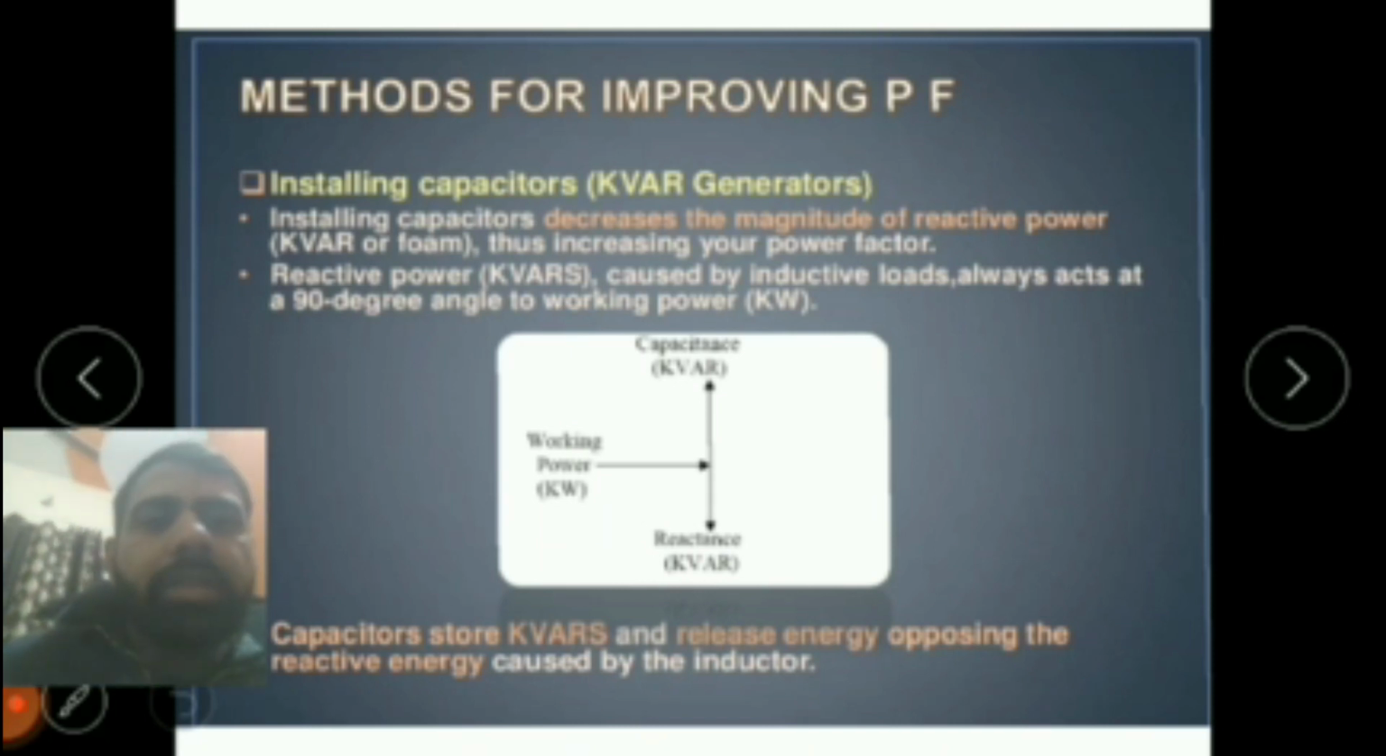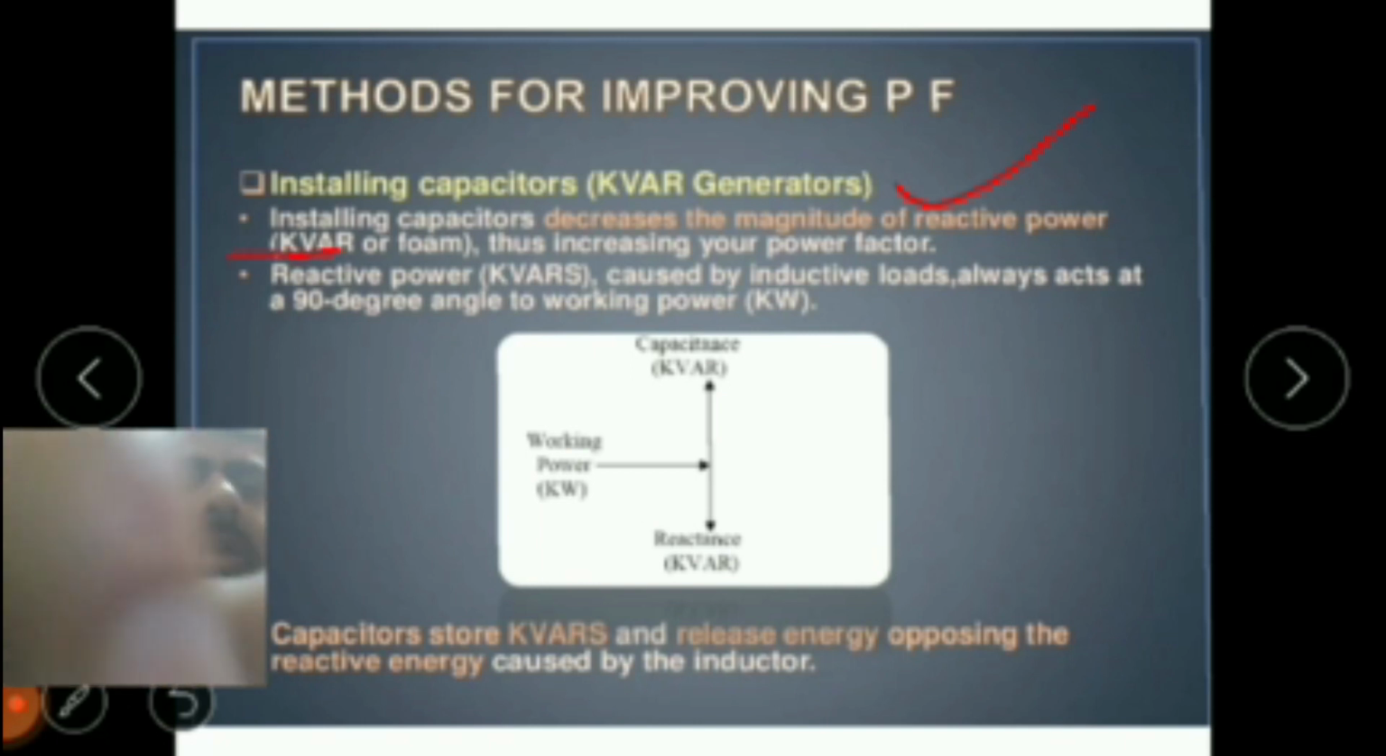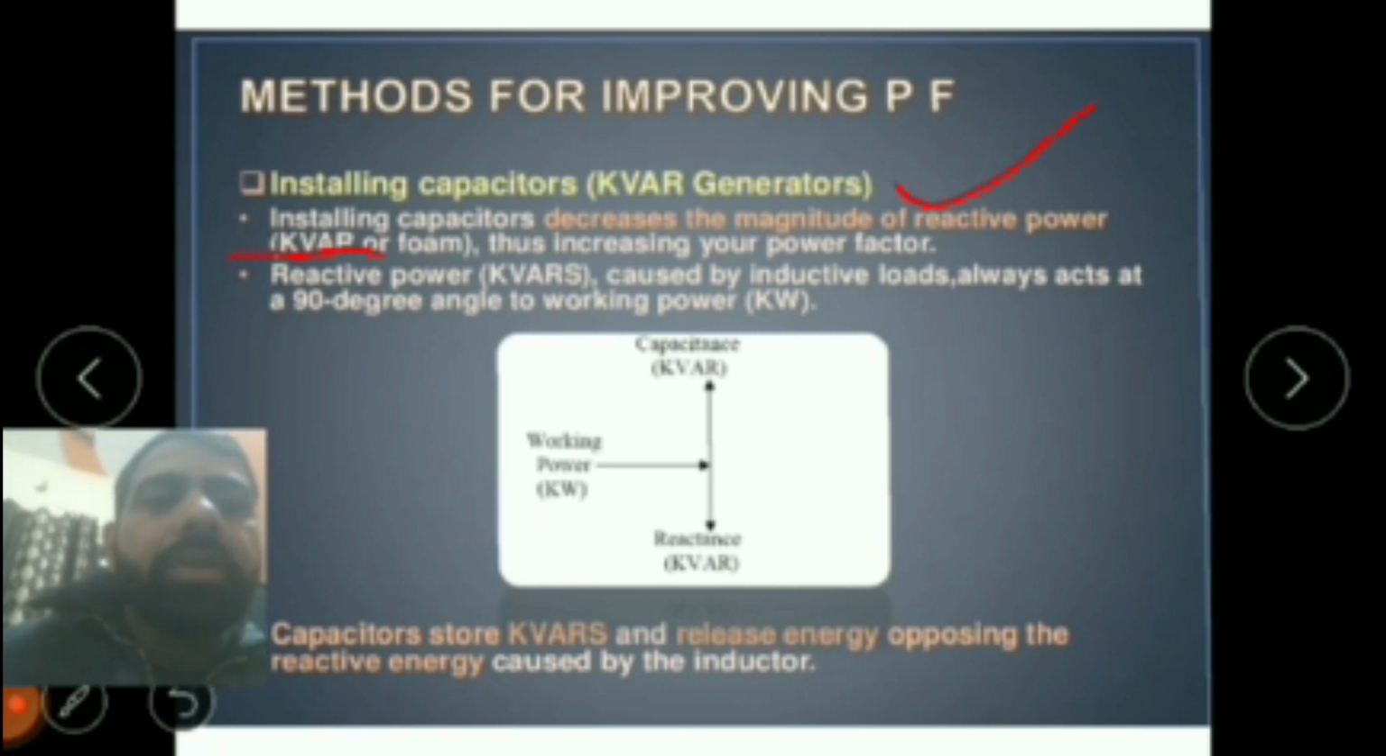The first method for improving the power factor, and the main concern, is installing capacitor banks. We can say we need a capacitor bank in series or shunt with our load, and that will improve our power factor. Installing a capacitor decreases the magnitude of reactive power in kVAR and increases the power factor. Simply, if we put a capacitor in series and shunt of the load line, it will consume the reactive power and increase the power factor.